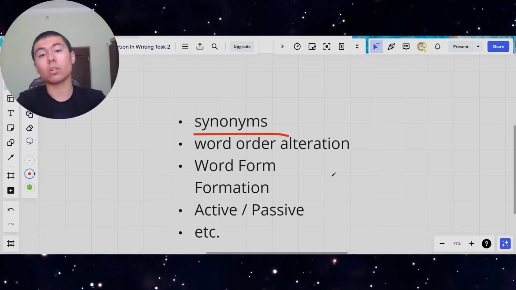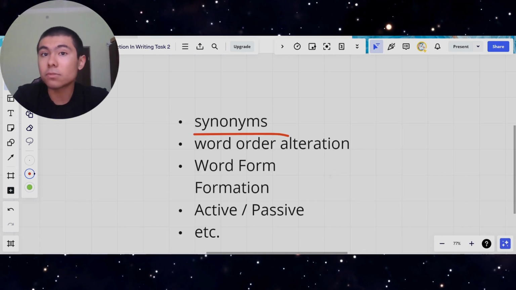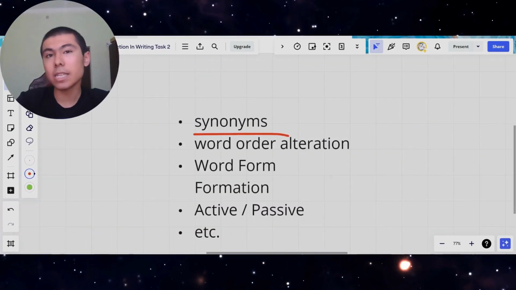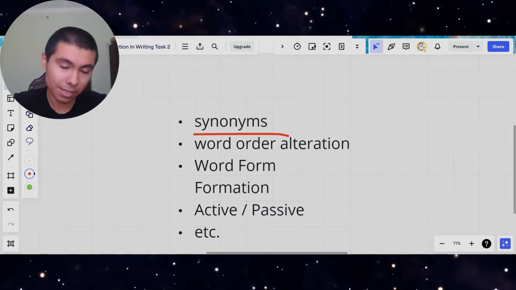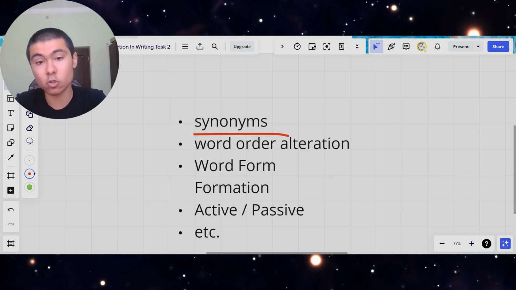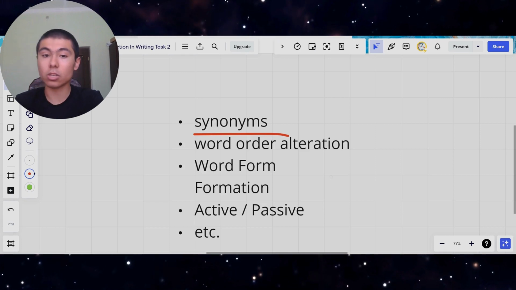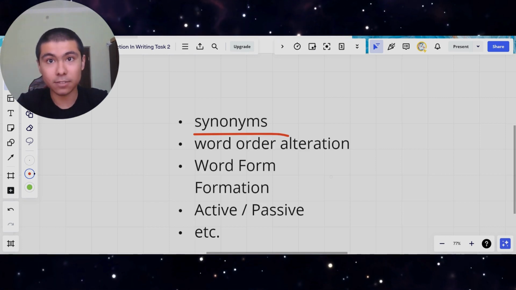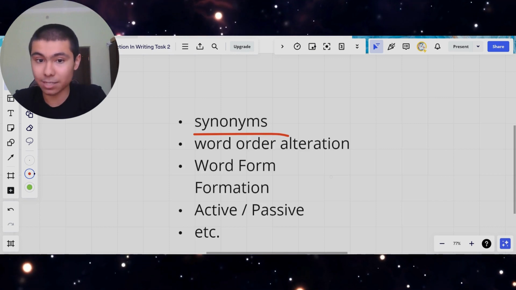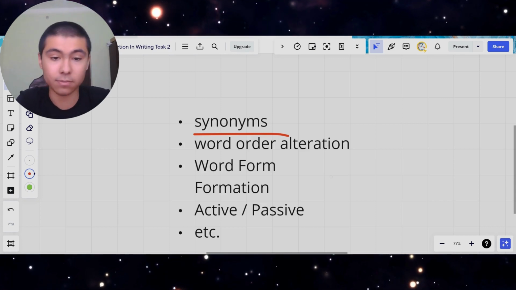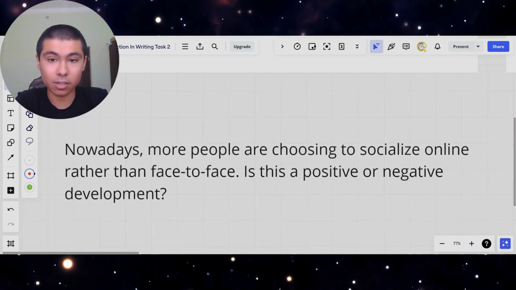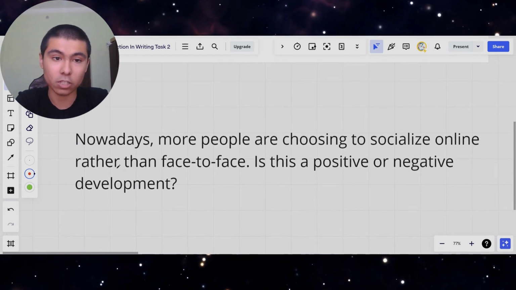There is also another way of paraphrasing, which is changing the voice. What does that mean? It means if the statement is in passive voice, you can paraphrase it into the active voice, or you can do the opposite. If the statement is in active voice, you can change it into passive voice. And there are many other ways of paraphrasing. So let's have a look at the sample question.